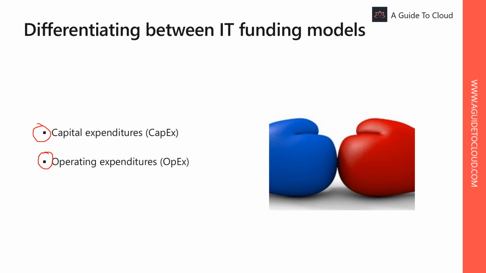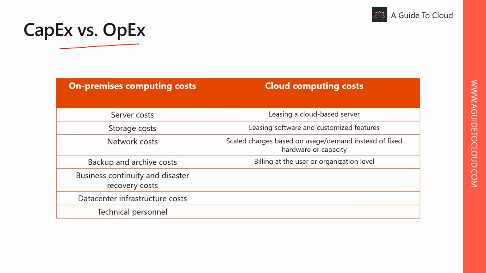Operating expenditure, or OpEx, is the cost that an organization incurs while performing its normal business operations. This includes the electricity consumed, the cost of the employees to manage and support systems, office space, and internet connections. In a traditional on-premises data center, you will have to pay for items like storage, server cost, networking, backup, disaster recovery, your infrastructure, and your technical personnel cost.